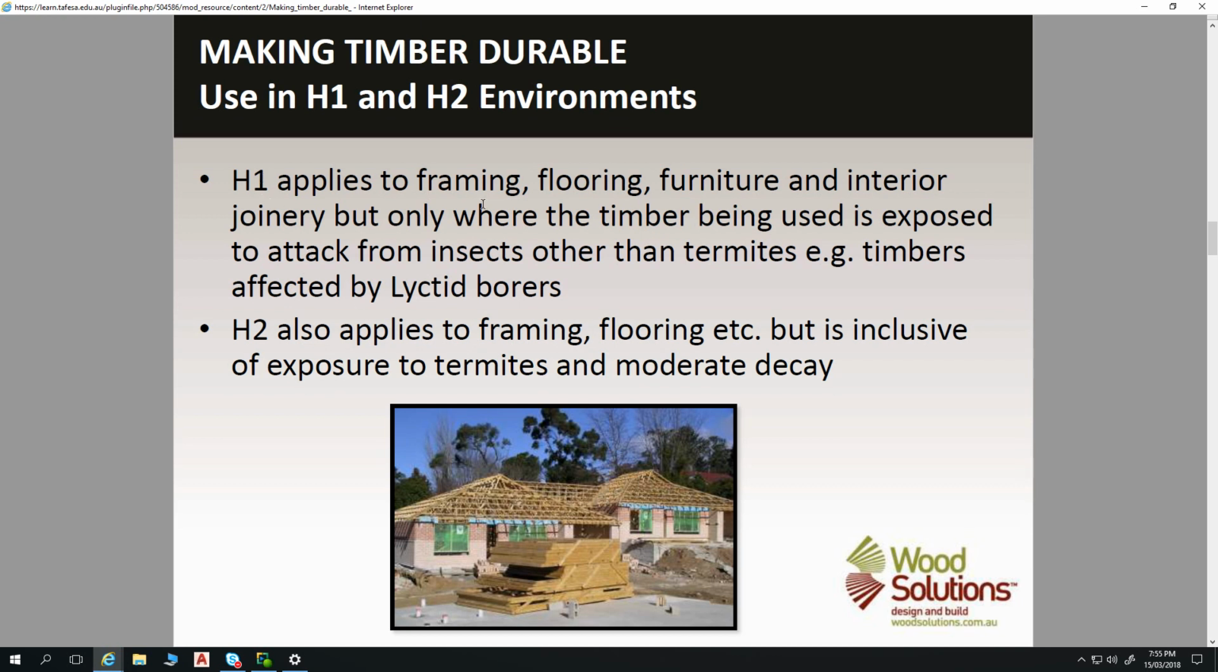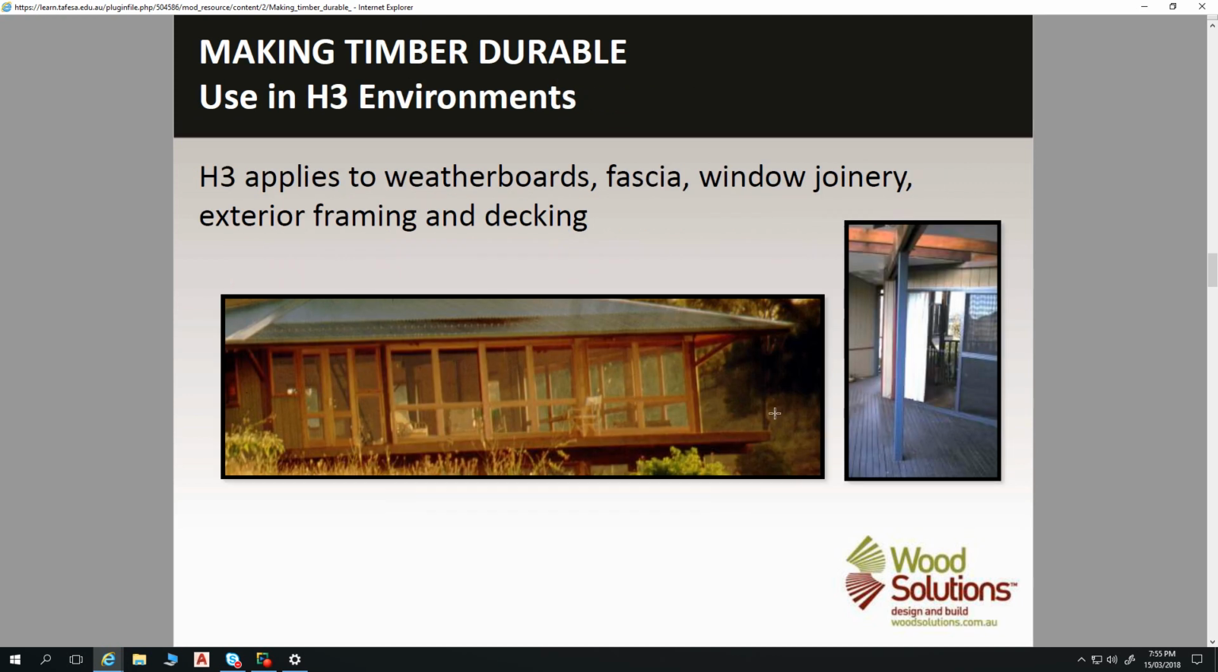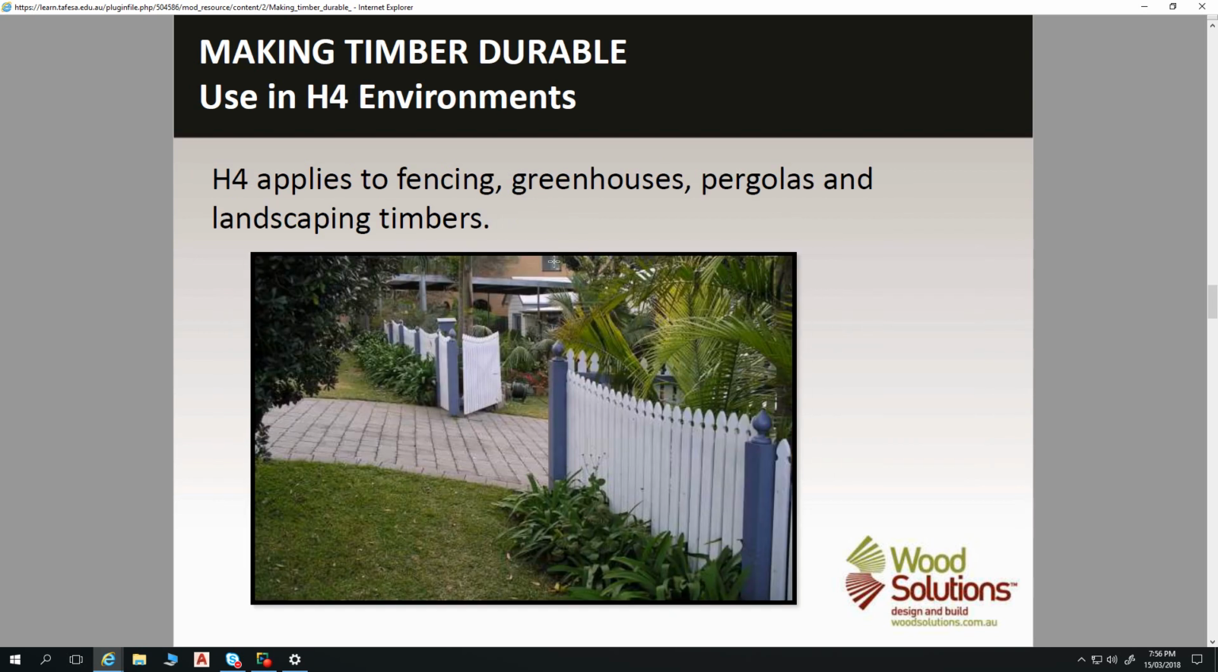Hazard class 1 applies to framing, flooring, furniture, and interior joinery, but only where timber being used is exposed to attacks from insects other than termites. H2 also applies to framing, flooring, etc., but is resistant to termites. So H3 applies to weatherboards, fascia, window joinery, exterior framing, and decking. H4 applies to fencing, greenhouses, pergolas, and landscaping timbers.